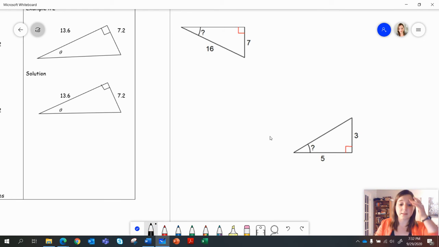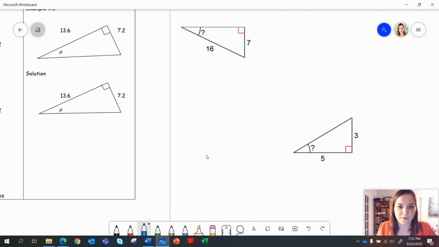It is the side that is opposite my right angle. I was just having technical difficulties. So it's the side that's opposite my right angle. So this side here is my hypotenuse.